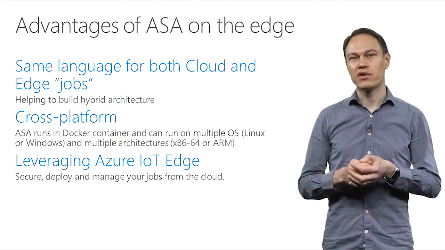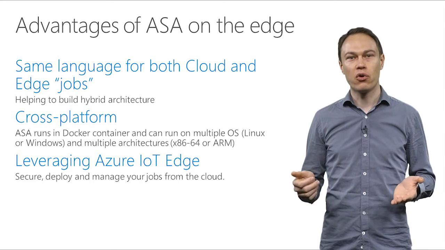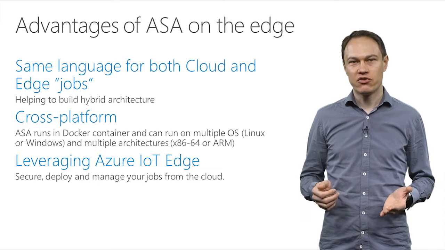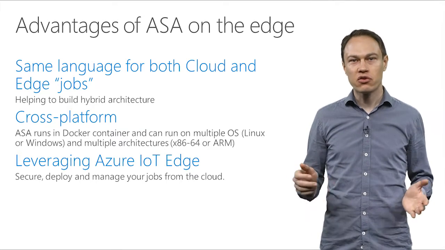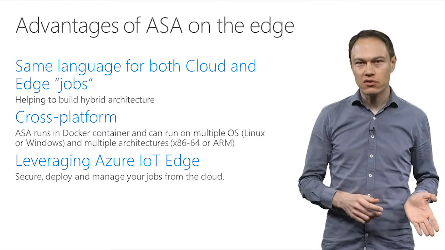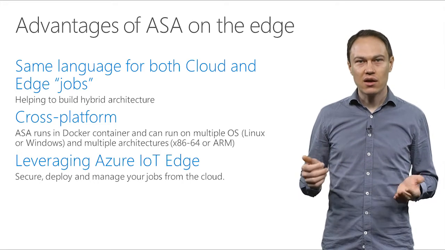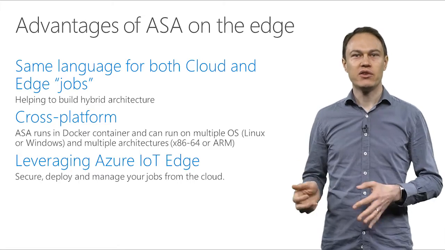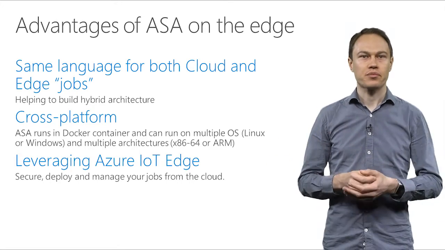So regarding the advantages of our solution, first, ASA uses the same language for both cloud and edge jobs, which helps you build a hybrid architecture and move analytics between the edge and the cloud. Also, this is a cross-platform solution based on Docker containers. It runs on Linux and Windows and supports Intel and ARM architectures. Then, Azure IoT secures, deploys, and manages your job from the cloud. You can update your analytics on thousands of devices with just one click.